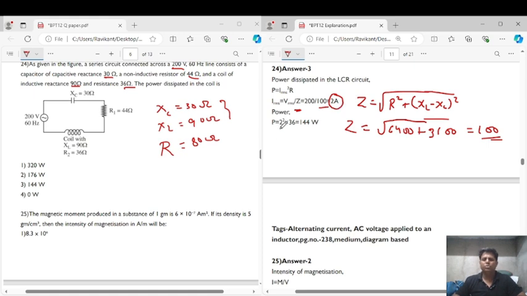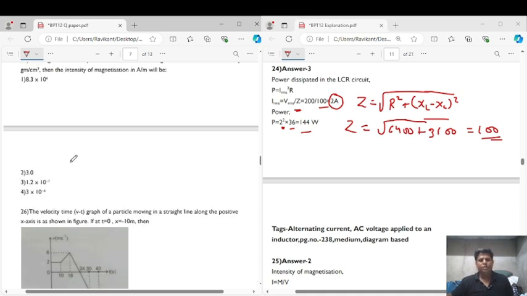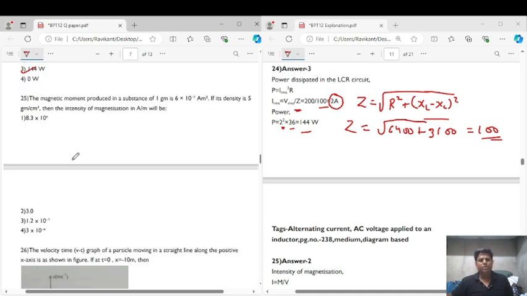So P equals I RMS square into R. So P equals 2 square into 36, since the coil's resistance is 36. We get power as 144 watt. So the correct answer for question number 24 is 144 watt, that is option number 3. The correct answer is 144 watt. Question number 25.